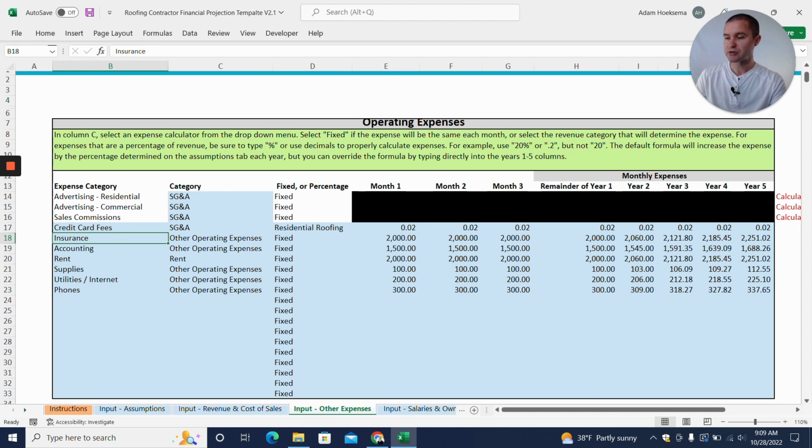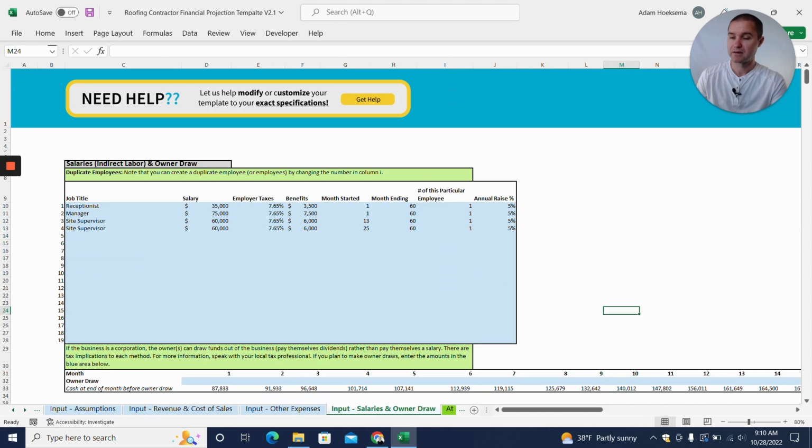Now, we also have insurance costs, accounting and bookkeeping costs, rent. If you are renting a building, maybe renting a storage facility, or renting equipment or vehicles, you could put rent in there for that. We have supplies, utilities, and internet and phone. And of course, there could be more operating expenses that you'll have. It kind of depends on what your particular business plan is. So you'll want to go through and enter in your own plan of expenses here.